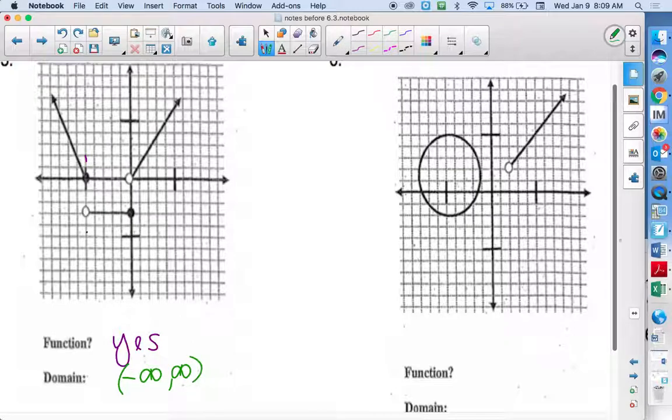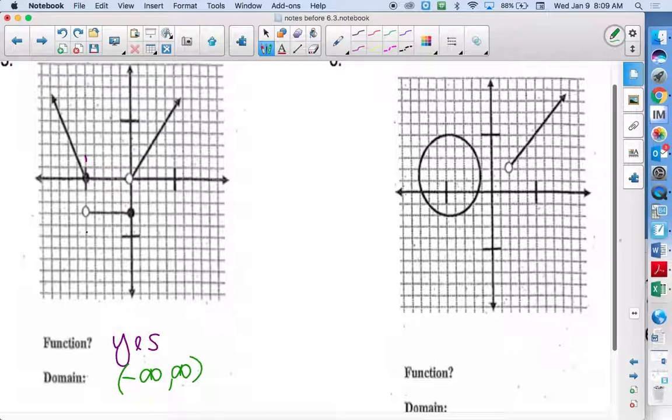Because if you're looking at x, this is going to negative infinity. Yes, it stops here, but then it picks right back up right after it and continues on with this horizontal line. So that horizontal line is touching the very next little point that's right after that. And same thing then, it goes back up here and it continues on. So it's from negative infinity to positive infinity.